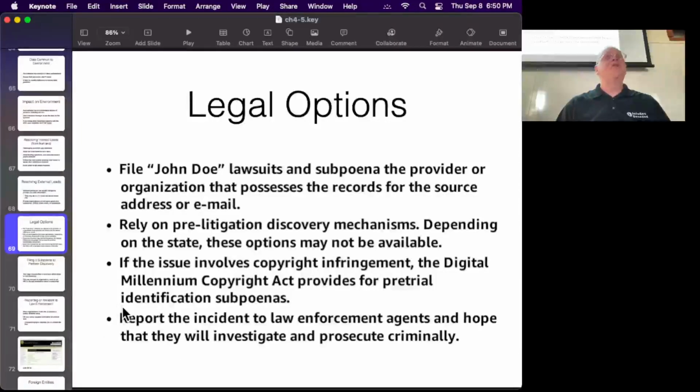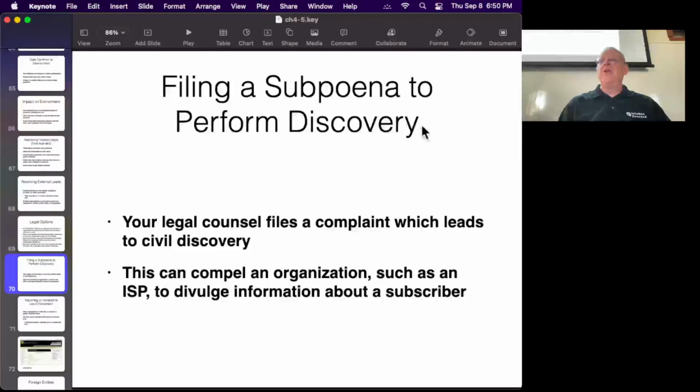You have to carefully consider and make sure you got authorization from your legal team and your top executives before you involve law enforcement, because that might cause unforeseen problems. And you want to make sure that you are properly authorized to do that. So your legal counsel can file a complaint. This will compel people to hand over information, like ISPs or social networks.